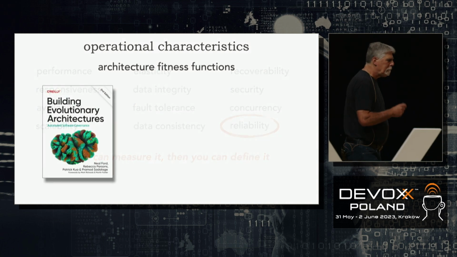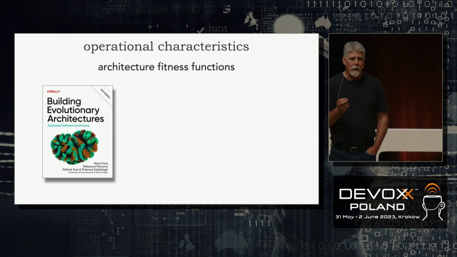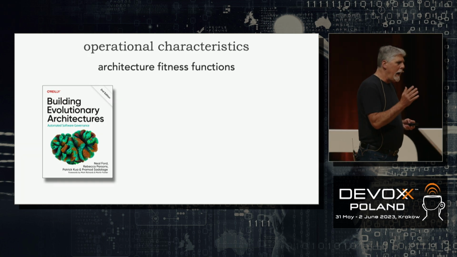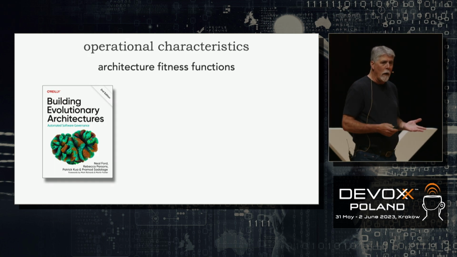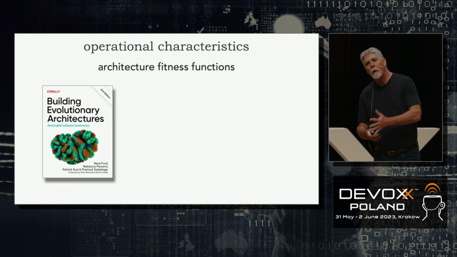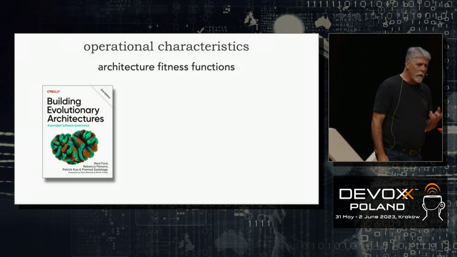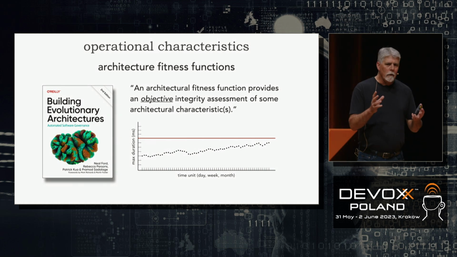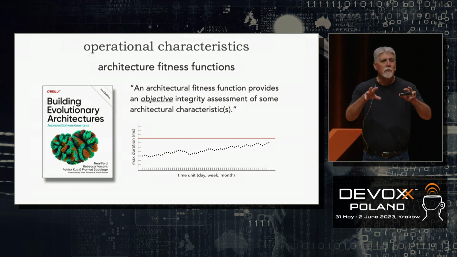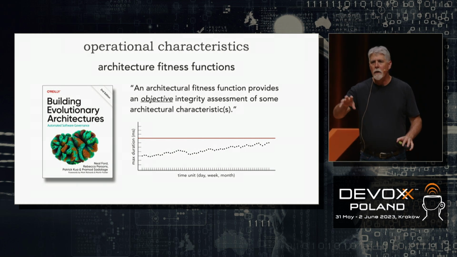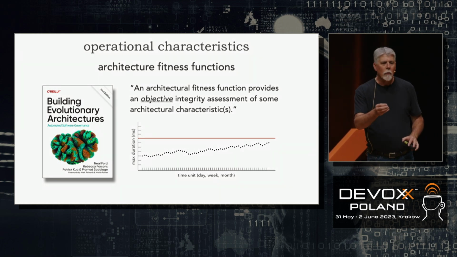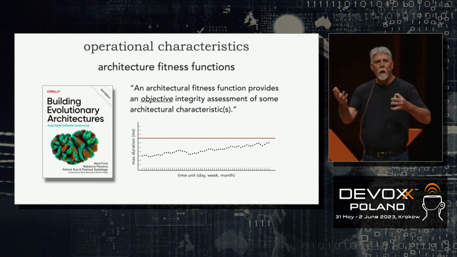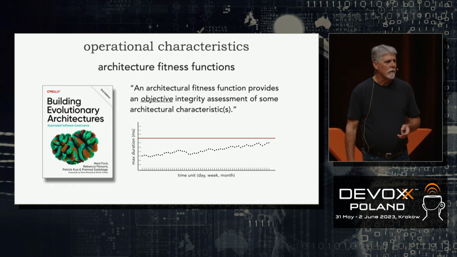All right, so how do we write tests for these? Those tests are called fitness functions. And a fitness function was first coined in the book Building Evolutionary Architectures by Neil Ford, Rebecca Parsons, and Patrick Kua. An architectural fitness function is some sort of objective integrity assessment of some sort of architecture characteristic, a way of being able to measure all of these operational characteristics.